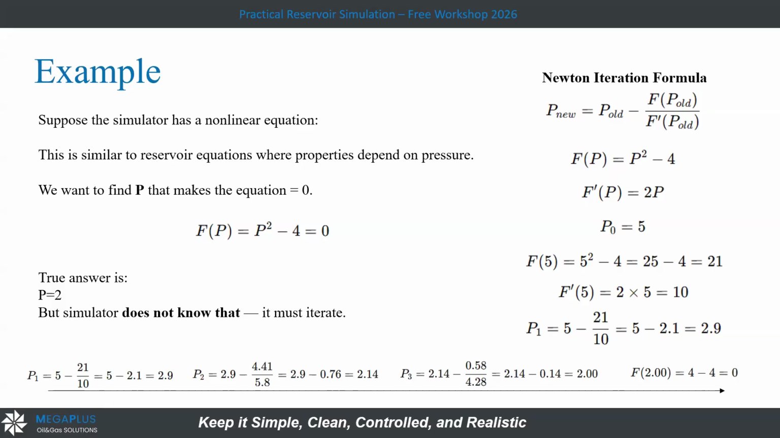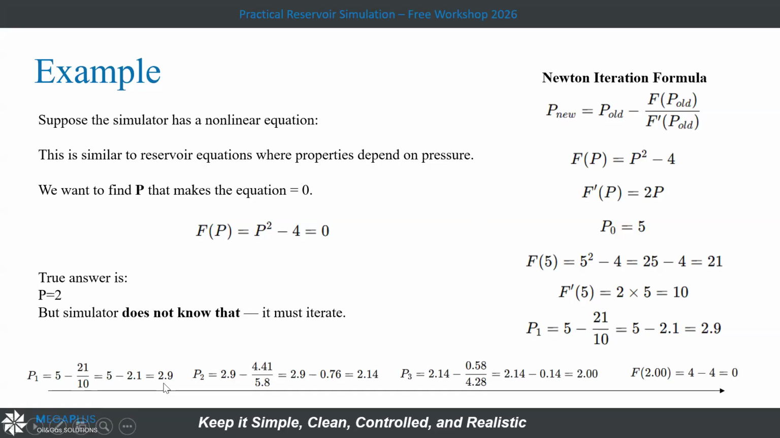And then it will again make another iteration. You see it down here. So with 2.9, the new one will be the old one minus 4.4 over 5.8, and give me the final value. I will repeat it many times until I get 4 minus 4 equals 0. So again, the simulation modeling will make its iterations.